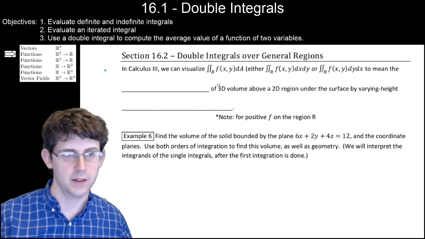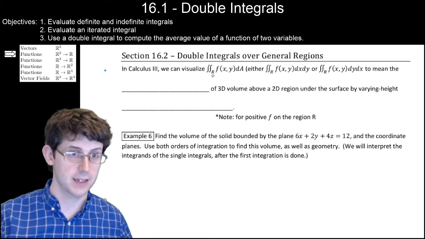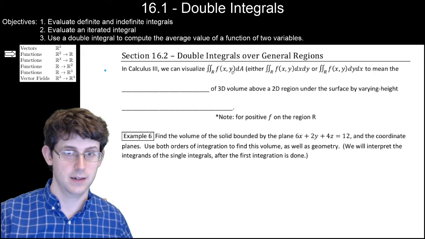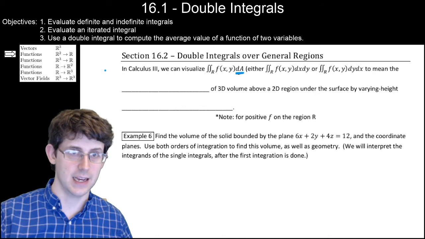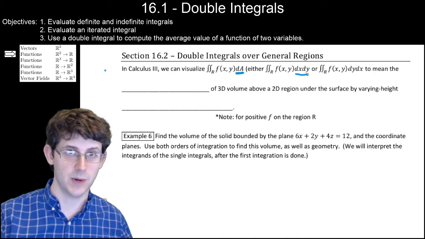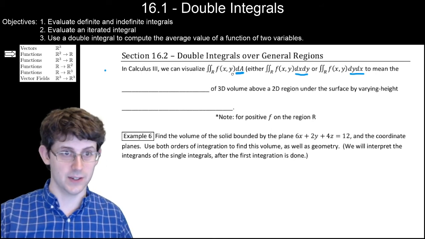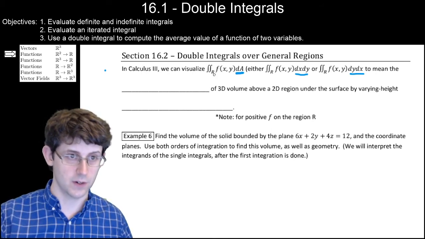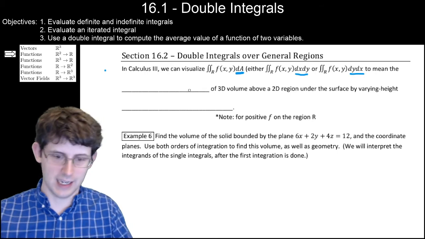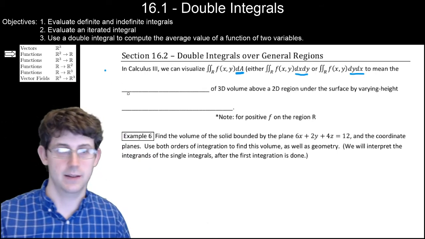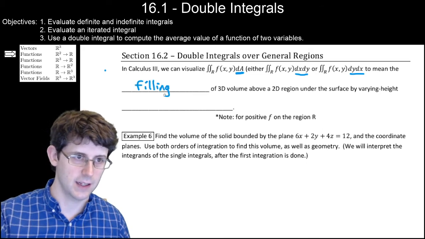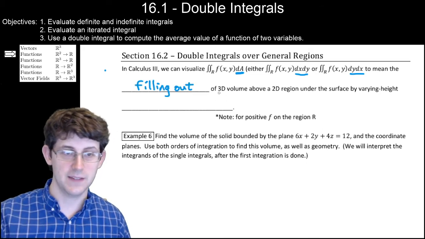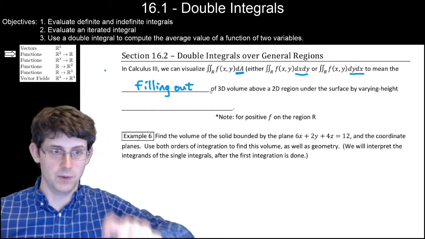So we're thinking of a double integral over a region of a function. And the integral is going to be dA, and dA can be written either dx dy or dy dx. When we see a double integral of a function over a region, we're thinking of it as the filled in volume, the filling out of a 3D volume that's above a 2D region with different heights.